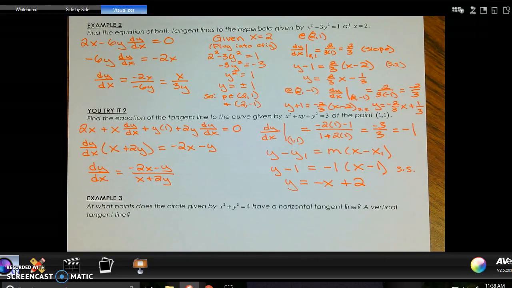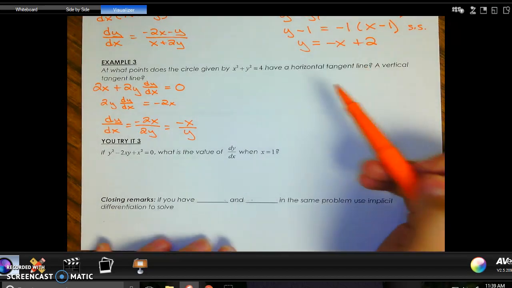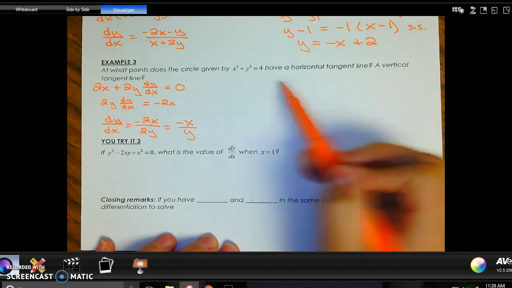Okay? Okay, in example 3 now, it says, at what points does the circle given by that have a horizontal tangent line? Okay, horizontal tangent line. First I want to know, what does that mean? A horizontal tangent line.